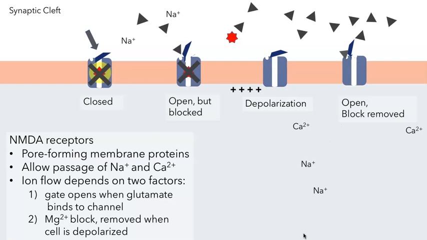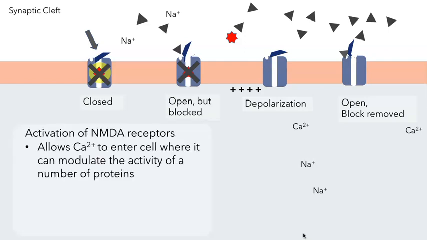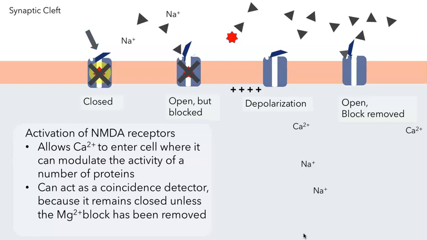So NMDA receptors are important because they allow calcium to enter the cell where it can modulate the activity of a number of proteins. So if we can recruit this ion channel, we might get a different effect than if we only activated the AMPA or the kainate class of receptors. NMDA receptors are also very important because they can act as a coincidence detector. The channel will remain closed unless the magnesium block has been removed.